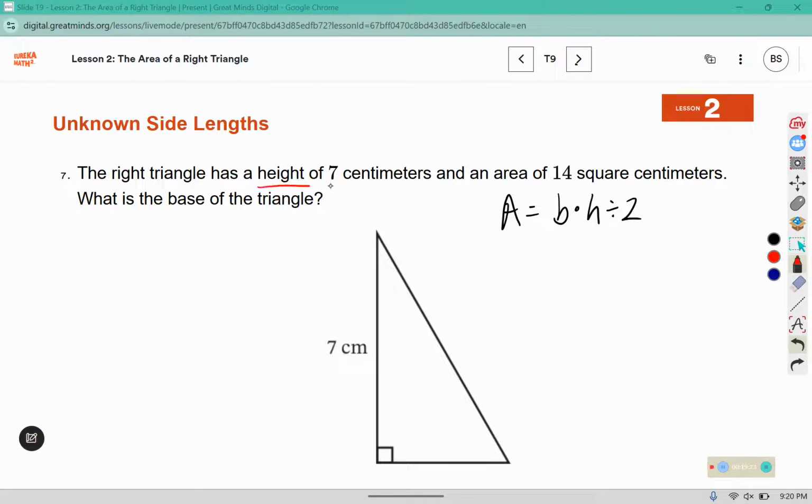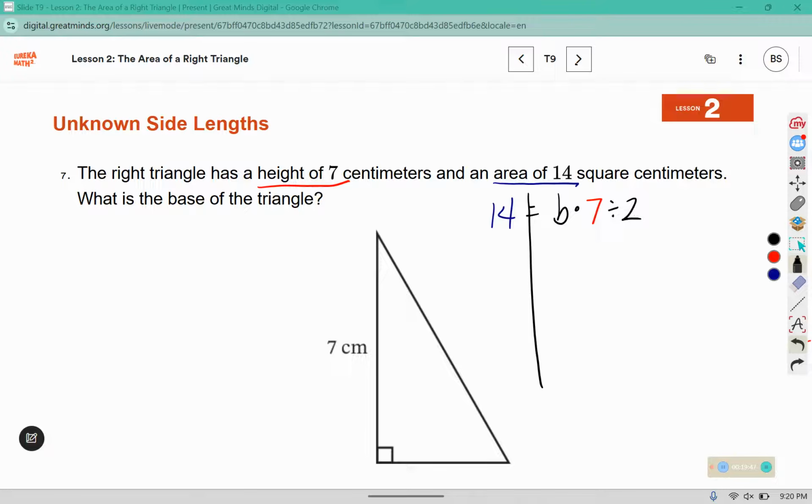It says it has a height of 7, so I'm replacing h with the number 7. And it says it has an area of 14, so I'm replacing the A, which stands for area, with the number 14. I still have a variable here, so this is reminding me of an algebra equation.